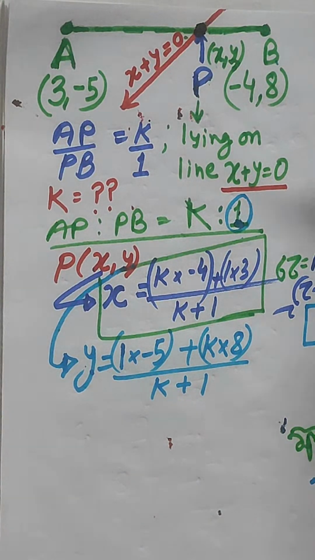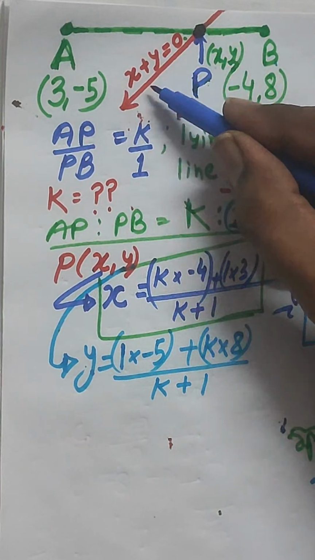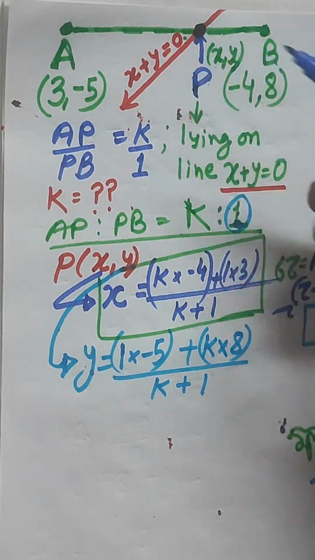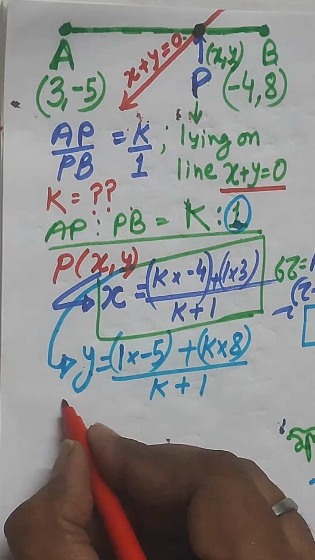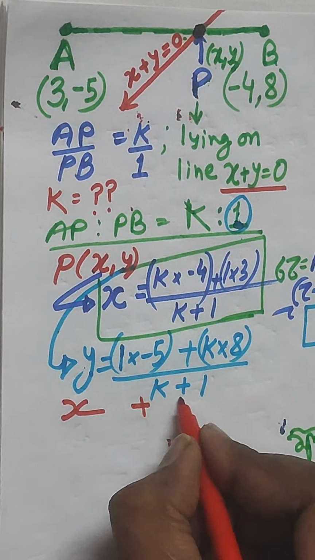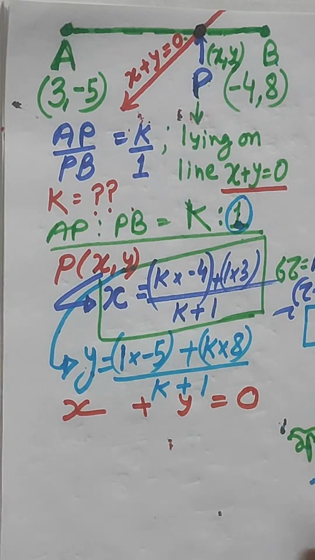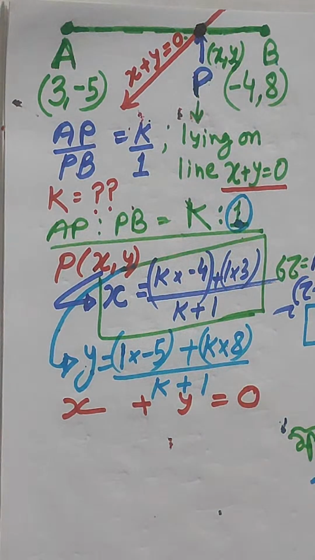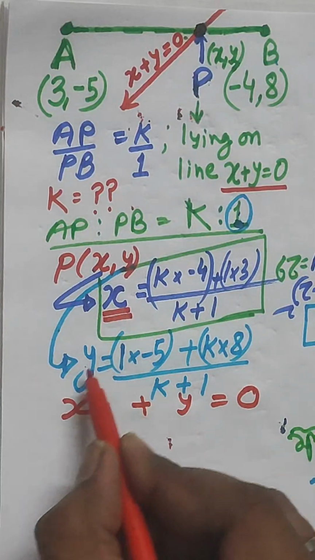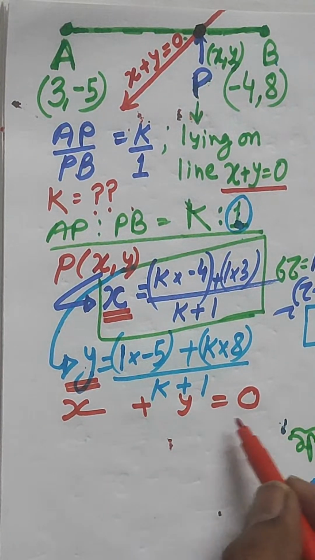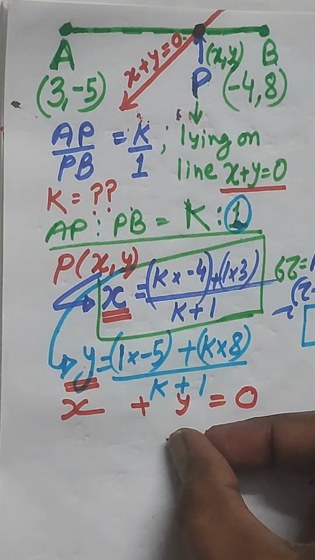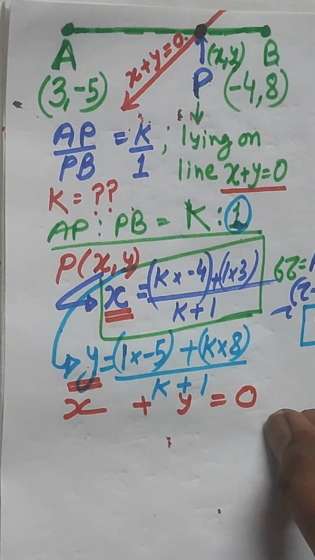Now you can see, students, this P is also lying on the line x plus y equal to 0. So this is the equation of the line which is given to you, that is x plus y is equal to 0. So when P is lying on the line x plus y equal to 0, then we can say that the value of this x and this y will satisfy this, right? So just put this value of x and y over here and equate it with 0.